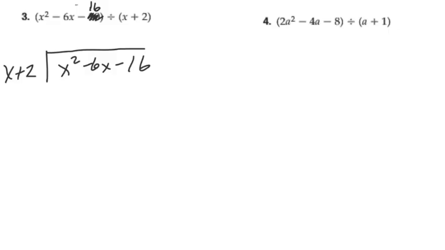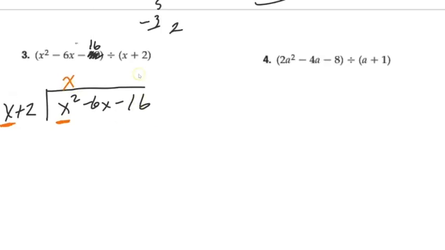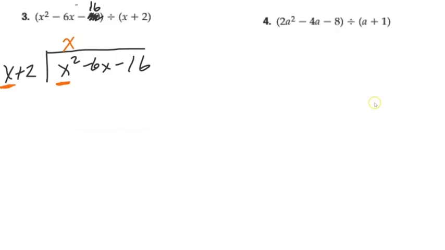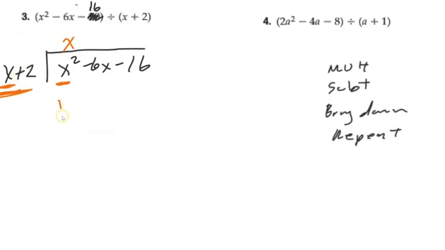Let's do long division. We're going to look at the first term here and the first term here. What do we have to multiply x by to make it x squared? That'll be x. And then we do what we do in long division. We multiply, we subtract, we bring down, and repeat. We're going to multiply this x by both of these. X times x is x squared. X times 2 is 2x. I look at the first two and ask, what did I multiply x by to get x squared? In this case, it's just x. Multiply by everything in here to get that.